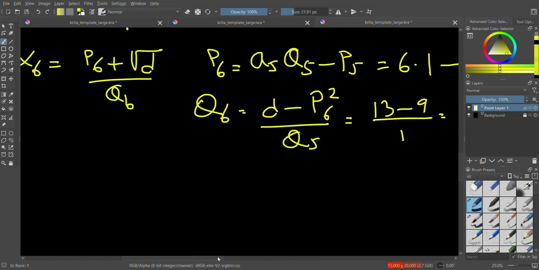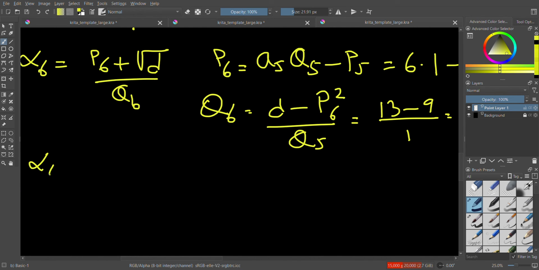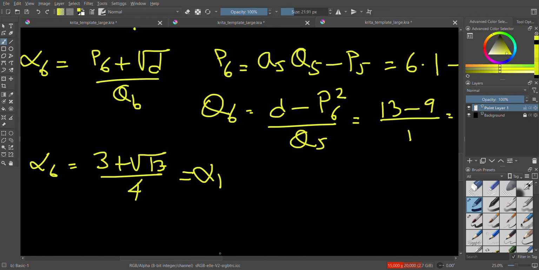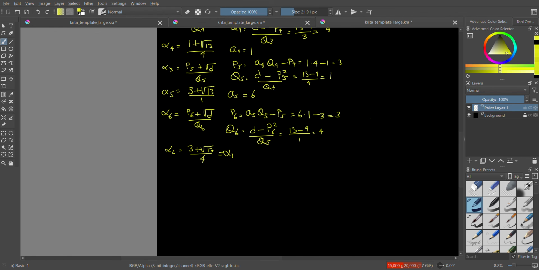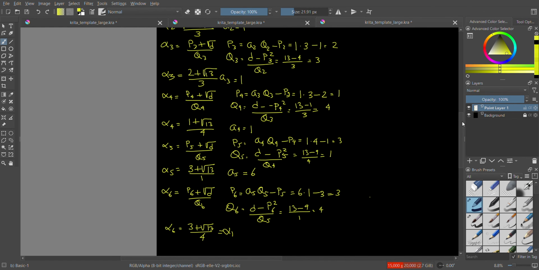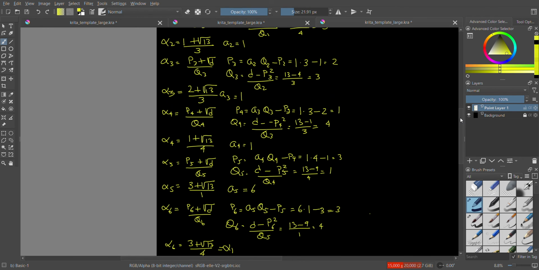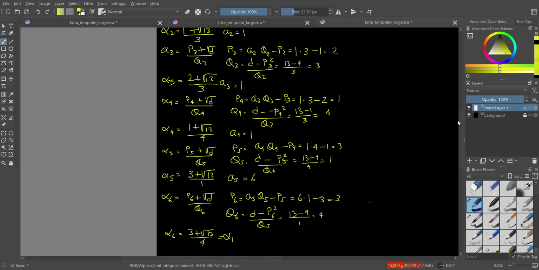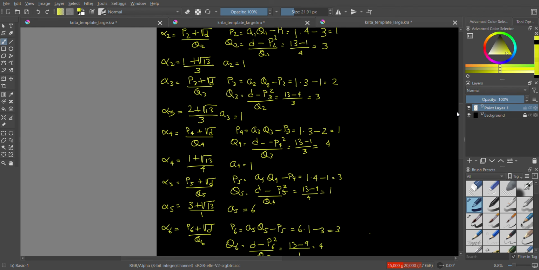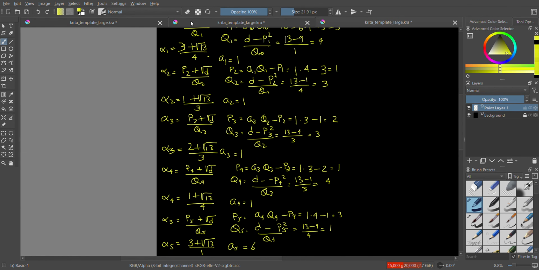Okay, so then now alpha 6 is equal to 3 plus the square root of 13 over 4. And that is equal to alpha 1, and we have our period. Okay, so if I zoom out a little, you'll see that 3 plus square root of 13 over 4 is alpha 1 right there.